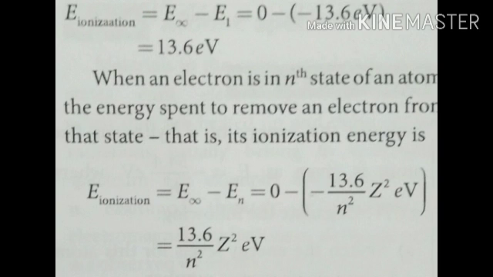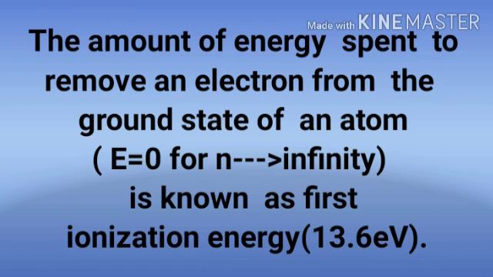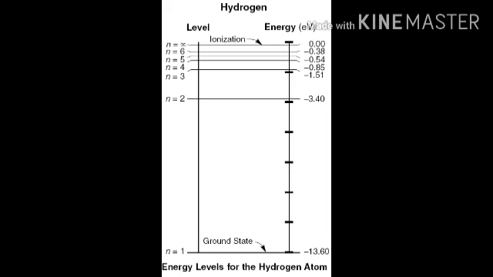We can write 13.6 by n squared into Z squared electron volt. That is the ionization energy. At normal room temperature for a hydrogen atom, the electron will spend most of its time in the ground state. So the amount of energy spent to remove an electron from the ground state of an atom is known as the first ionization energy. That is 13.6 electron volt. So now we can say the hydrogen atom is ionized. Simply it is nothing but H plus, otherwise called a hydrogen ion.